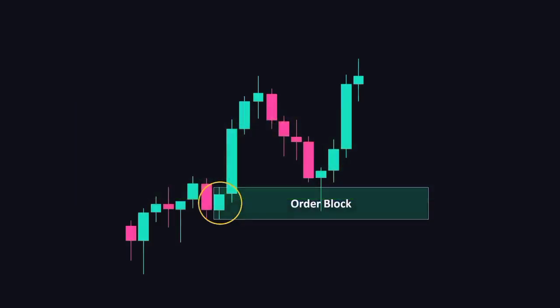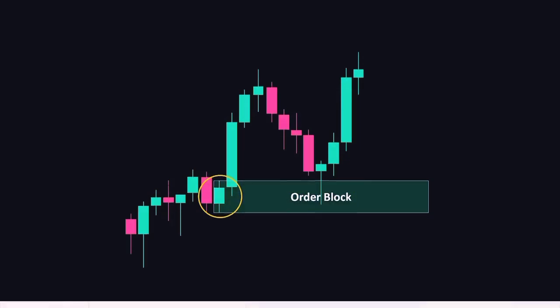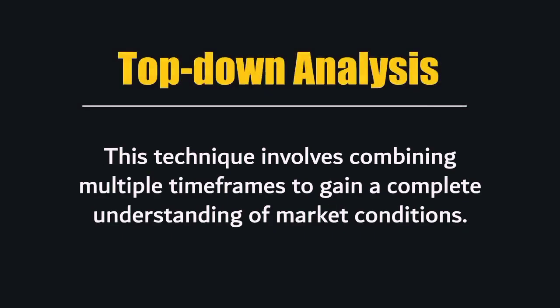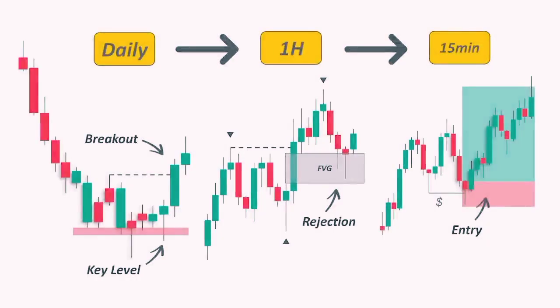Like any trading tool, order blocks should be used alongside other concepts and confirmations to increase their probability of success. Finally, let's discuss top-down analysis. This technique involves combining multiple time frames to gain a complete understanding of market conditions. By analyzing the bigger picture on higher time frames and then zooming into lower time frames for more detail, traders can identify higher probability trading opportunities.